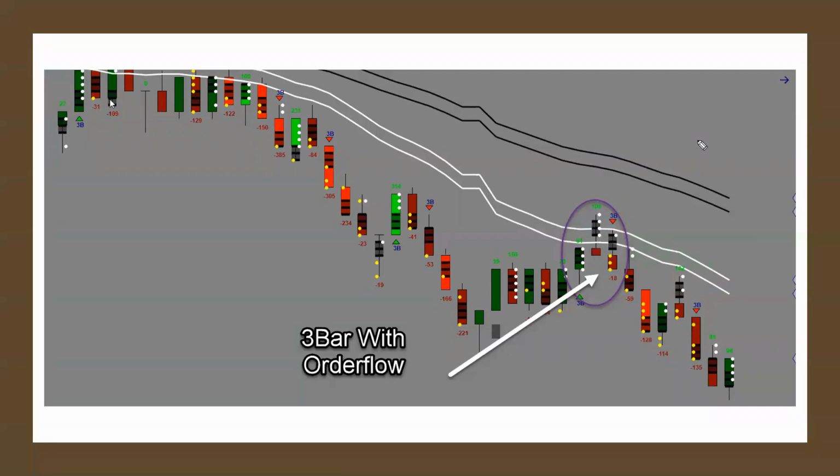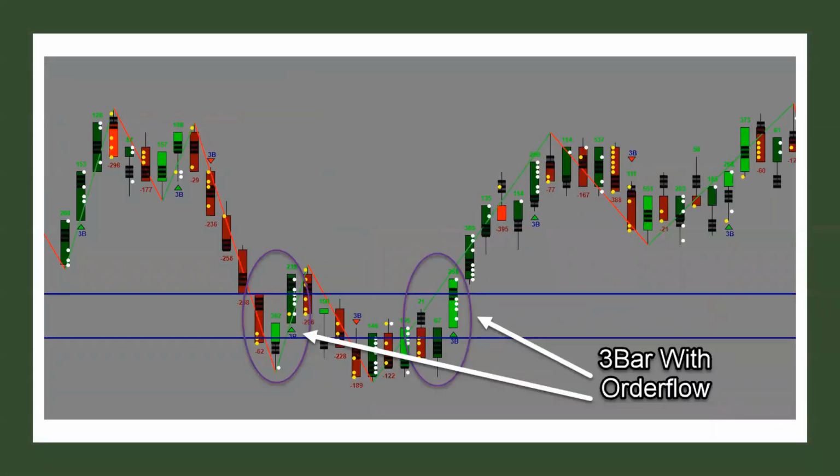We're not just looking at delta. We're not just looking at order flow. We're not just looking at volume. We're looking at all of it. We're bringing the two together. Let's say you're a reversal trader and you're buying value area lows or support levels. Take a look here.